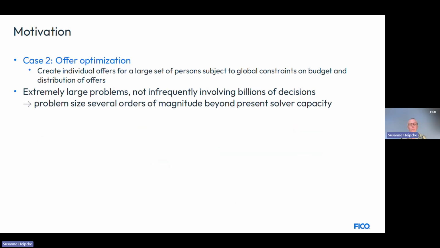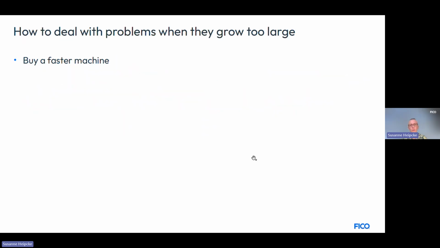Another case may be something like marketing offer optimization. If you have millions or tens of millions of customers and thousands of offers, this just multiplies up, and you often have billions of decision variables, which again is beyond what current solvers can handle in one go, and you again need to work on your problem.